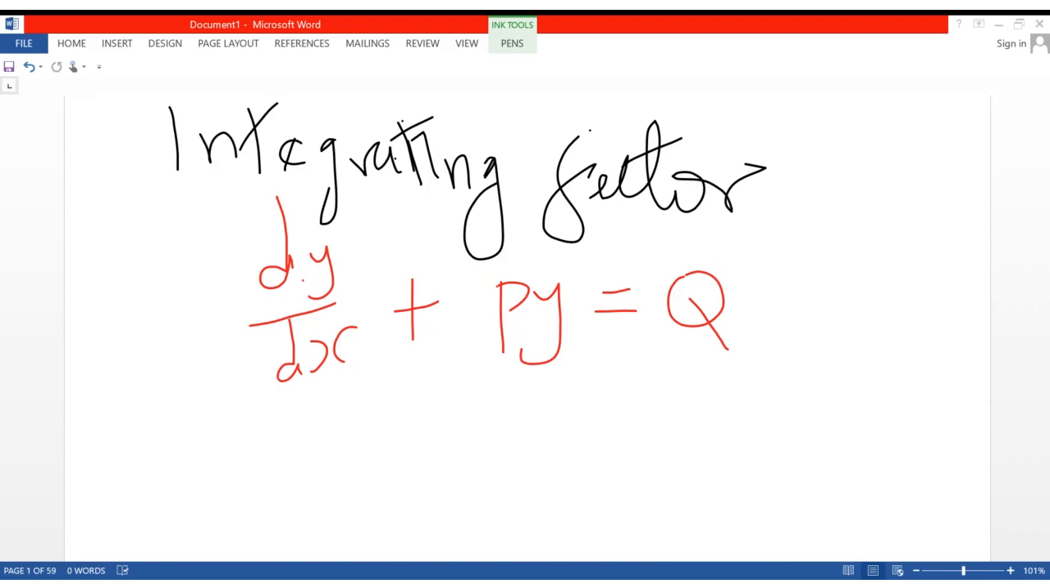So we are on the integrating factor method. Basically, it is still a way of solving ODEs, ordinary differential equations, and it solves equations of this form.